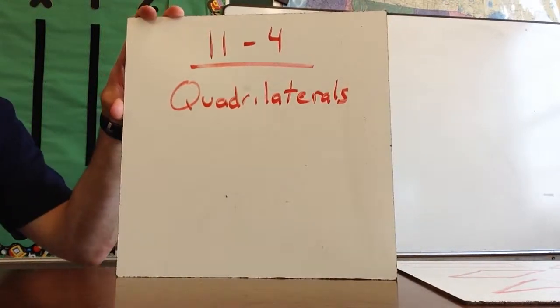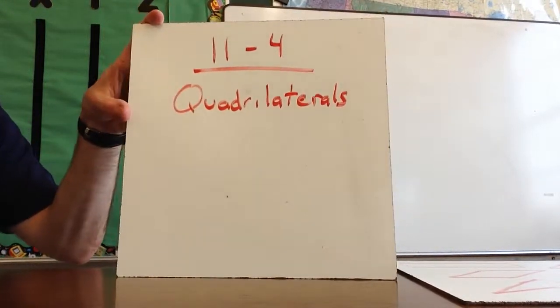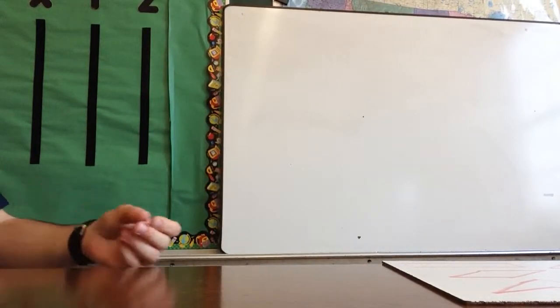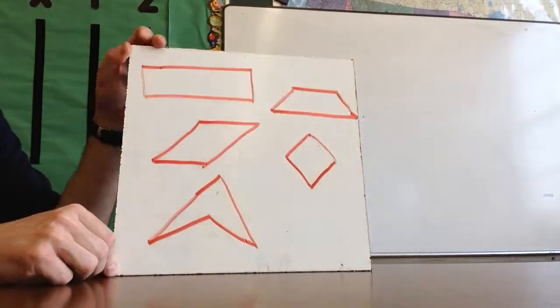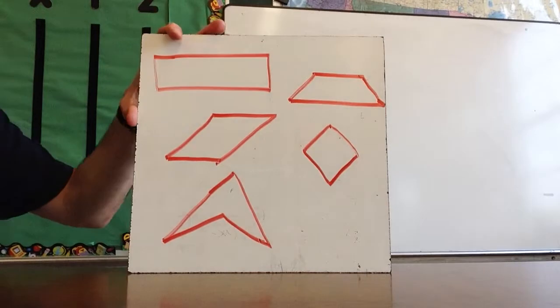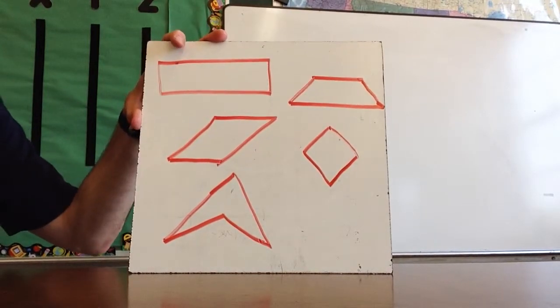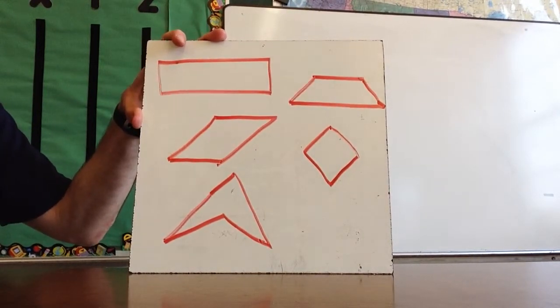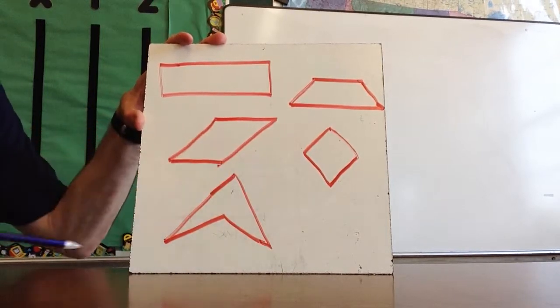This video will discuss chapter 11.4, quadrilaterals. A couple things I want to talk about with quadrilaterals. Keep in mind the word quadrilateral literally means four sides. And so each of these shapes is a quadrilateral as they all have four sides.